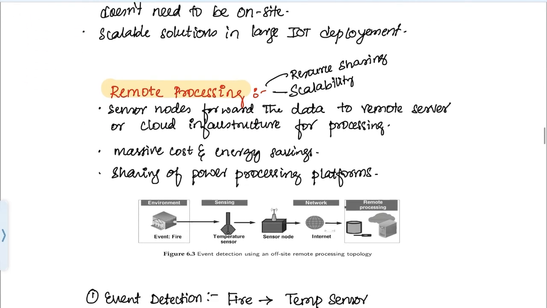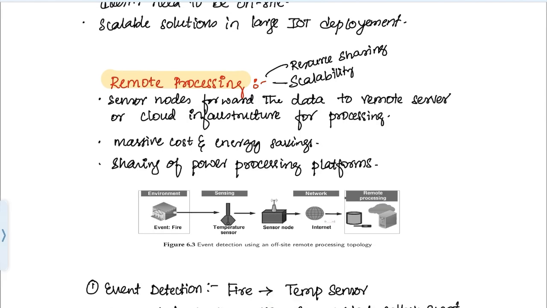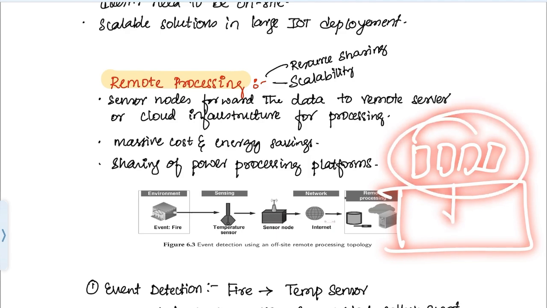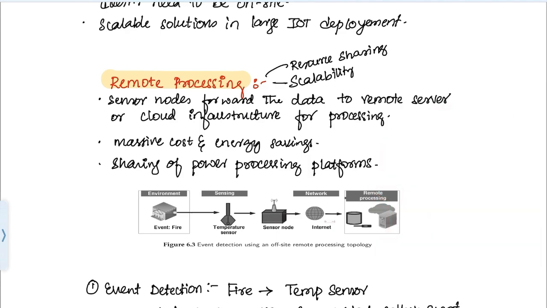Okay. Looking at the different types further, we have remote processing. Remote processing is one of the most common types of off-site processing, where data from multiple sensor nodes is forwarded to the remote server, also called cloud infrastructure, for processing purposes. So this allows for massive cost and energy savings, because powerful processing platforms can be shared among many smaller nodes, right? There could be multiple smaller nodes and one big processing node. So these all can share the data here, and processing can happen there. So resource sharing and scalability are two advantages here.